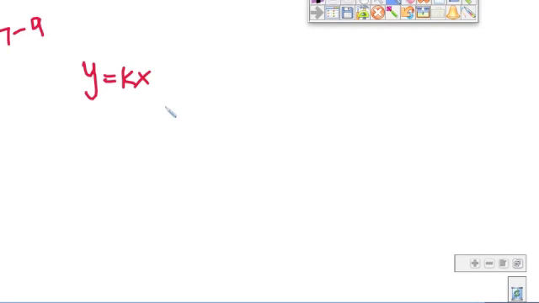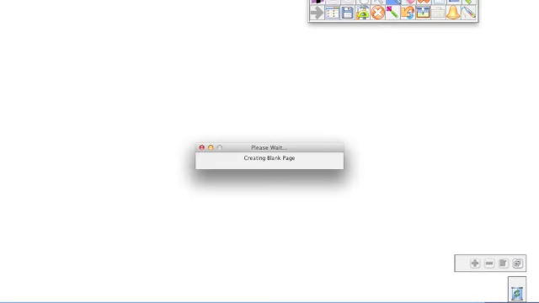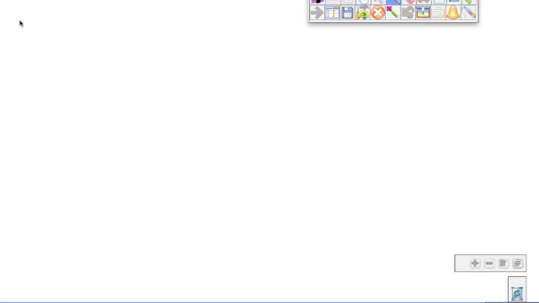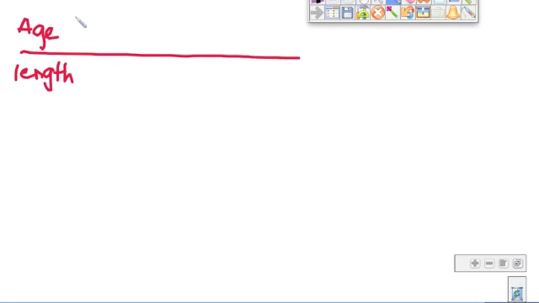If I were to give you a set of data, something like this, where I had age and then I had length, maybe talking about a growth chart here, okay? So for every age this person went up, they grew so many inches.